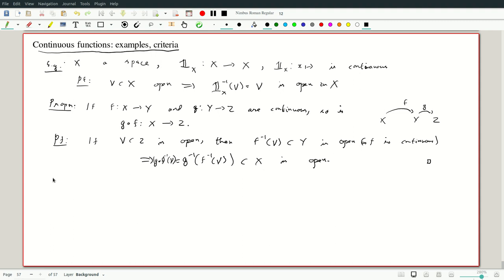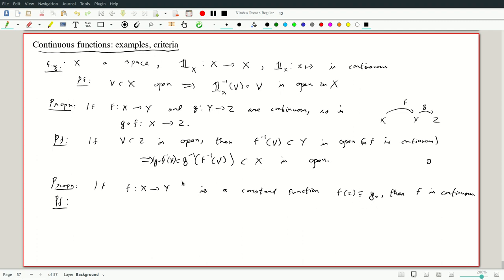Another class of functions that are automatically continuous are constant functions, which again you would expect by sanity. If f from X to Y is a constant function, let's say f of x is identically y_0, then f is continuous. So all these are without any reference to what specific space we are talking about. So, how do we know this?